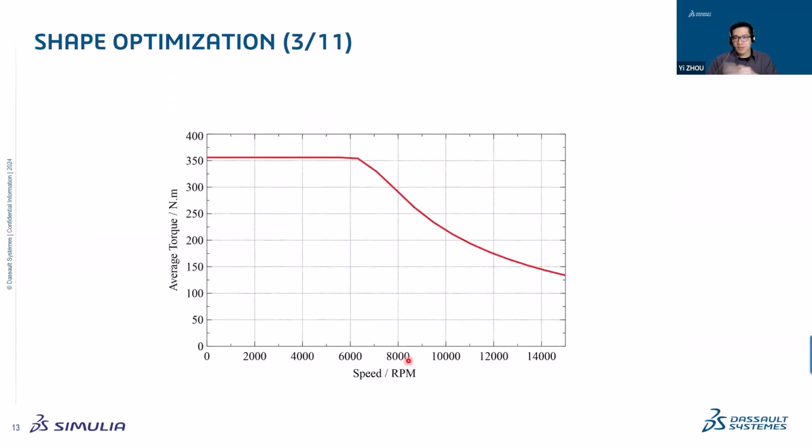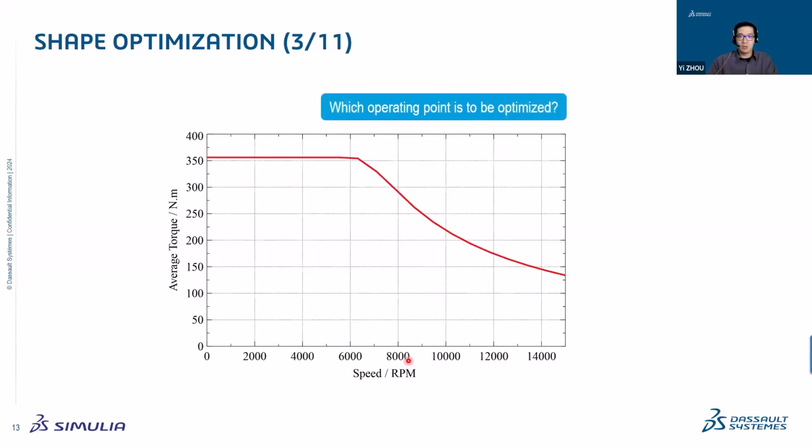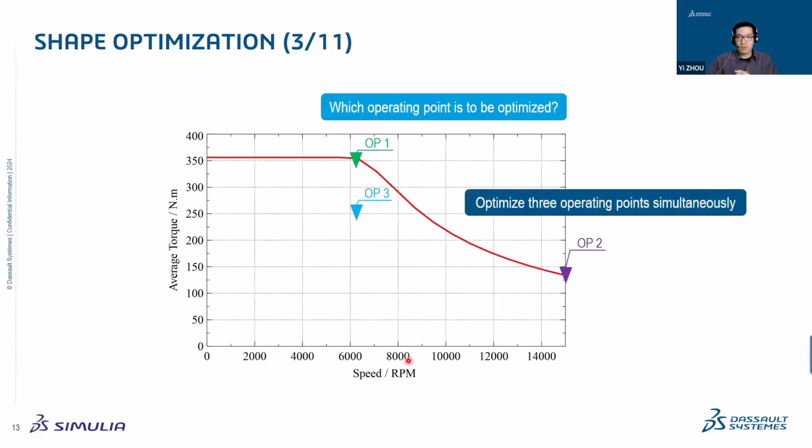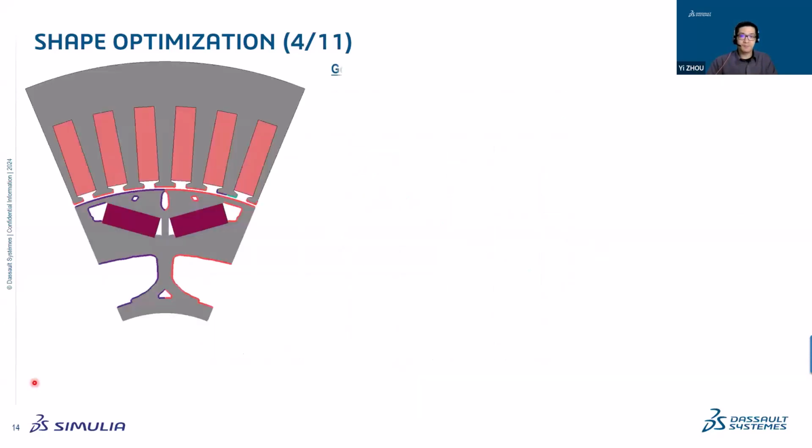And then we are speaking to which kind of operating point we want to optimize. So this is a torque speed curve for this machine. And then there are too many possible operating points. For this optimization, we pick some specific or special operating points. So we pick the first one with maximum torque, the second one with maximum speed, and the third one with maximum efficiency. So that means for the common optimization, we try to optimize these three operating points simultaneously.